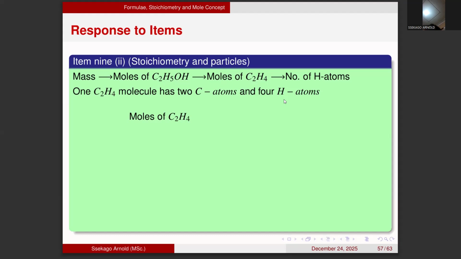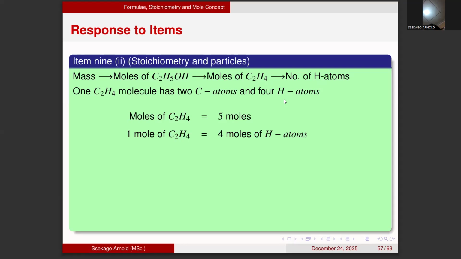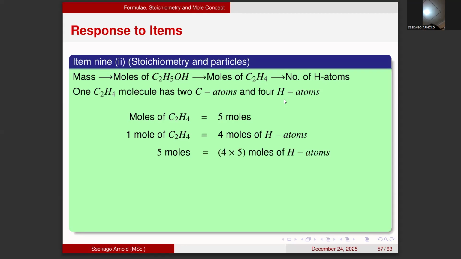The moles of ethylene have been calculated as 5 moles. So 1 mole of ethylene is equal to 4 moles of hydrogen atoms. For each 1 mole of ethylene, you have 4 moles of hydrogen atoms. Then what of the 5 moles? The 5 moles will now give us 4 times 5, and this gives us 20 moles of hydrogen atoms.